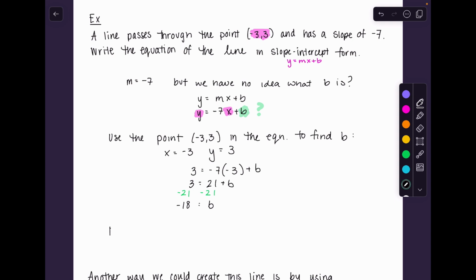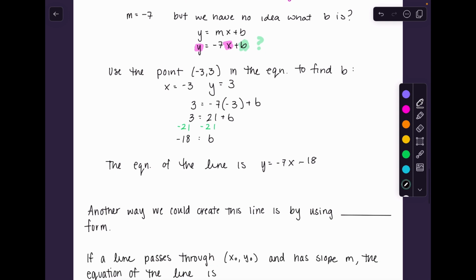So the equation of the line is Y equals -7X plus B. I don't really want to write plus -18. So we just do -7X minus 18. Okay. So this is one way we can go about finding our equation of the line. But we do have another way we can go about this. And this is by using a different form called point slope form.